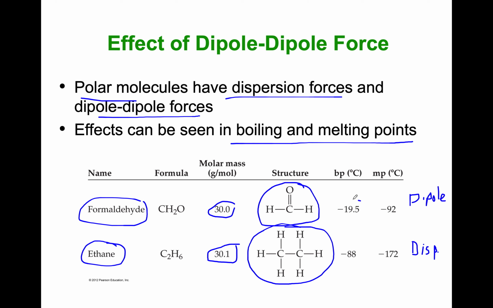I know these are negative numbers, but negative 19 is a much higher number than negative 88. Negative 92 is a much higher number than minus 172. That's showing that this dipole-dipole force, along with its dispersion force, is a stronger attraction than just dispersion force. Here, this dispersion force is weaker, so that's why we have these numbers here. So that's dispersion and dipole-dipole.